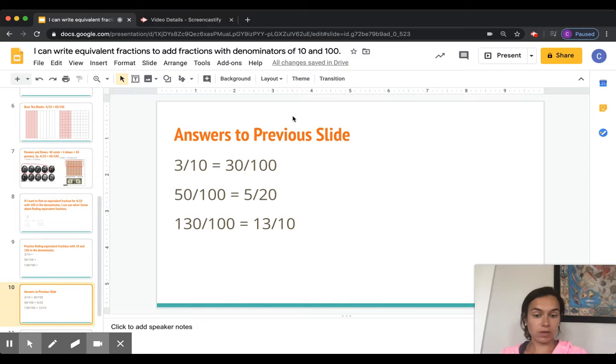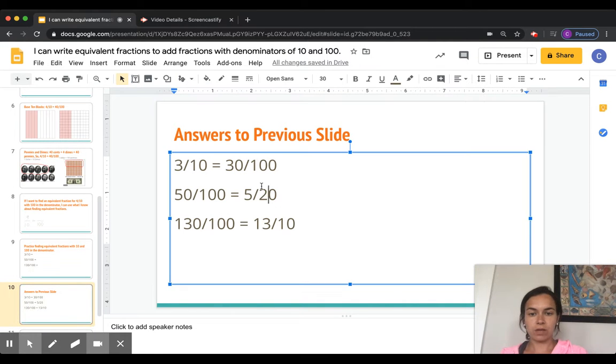And these are the answers to your previous slides. Oops, there was one mistake here. I want you guys to look at your zeros trick, especially for these. If I set up 50 out of 100 and 5 out of 10, I'll show you with the zeros trick how this works. Oh, it's so hard to write on here.